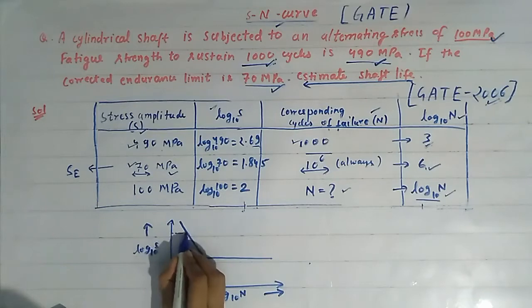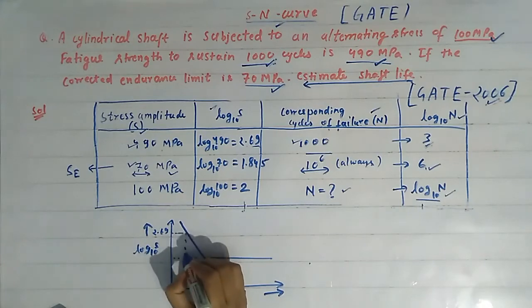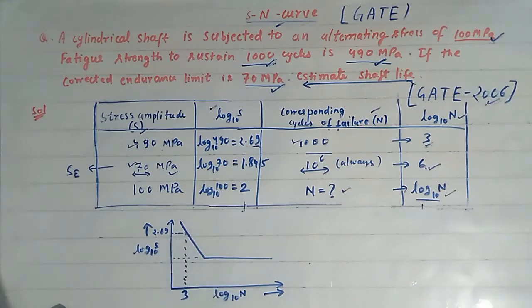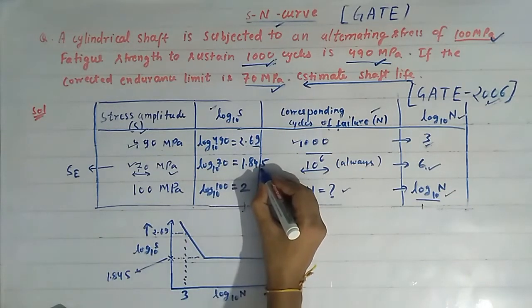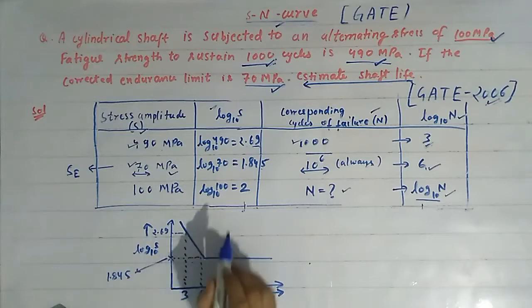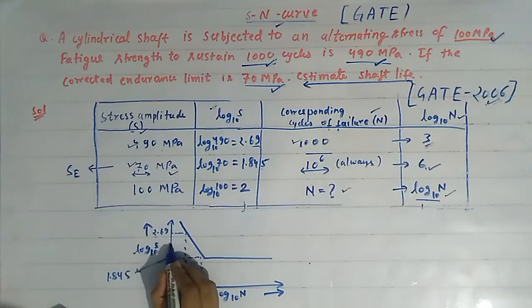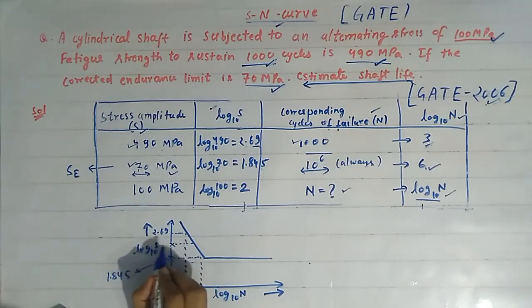So this is 2.69, and corresponding to it, 3 lies here. Corresponding to 1.845, it will lie somewhere here, because it is the endurance limit, so the point will lie here. The value of log SE is 1.845, and corresponding to it the value is 6, so I am plotting it here. And corresponding to the log of 100, which is 2, the value of 2 will lie on the log 10 S axis here.